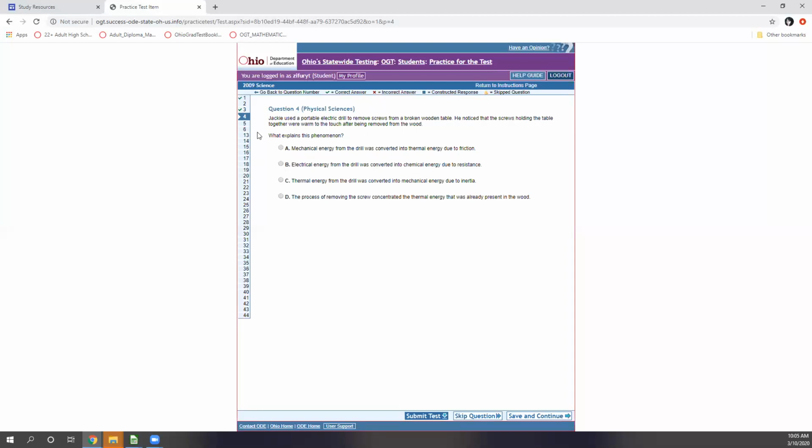So here's another question. It's a great one to go over because it's much more intuitive than you probably think. Jackie used a portable electric drill to remove screws from a broken wooden table. He noticed that the screws holding the table together were warm to the touch after being removed from the wood. What explains this phenomenon?